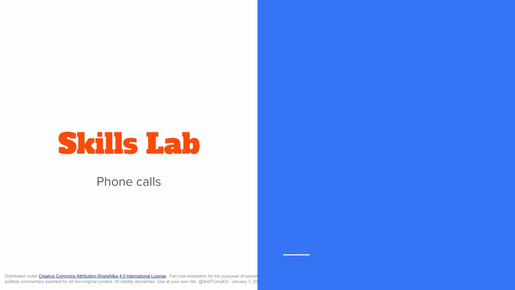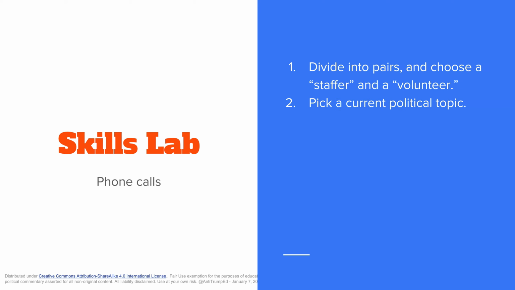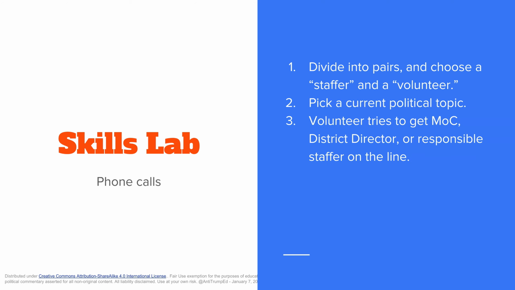Now, as a skills lab, it's useful to practice in advance how to work on the phone with members of Congress and their staff. So divide into pairs and choose one to be the staffer and one to be the volunteer. Pick a current political topic, and then the volunteer is going to try to get the member of Congress, the district director, or a responsible staffer on the line.